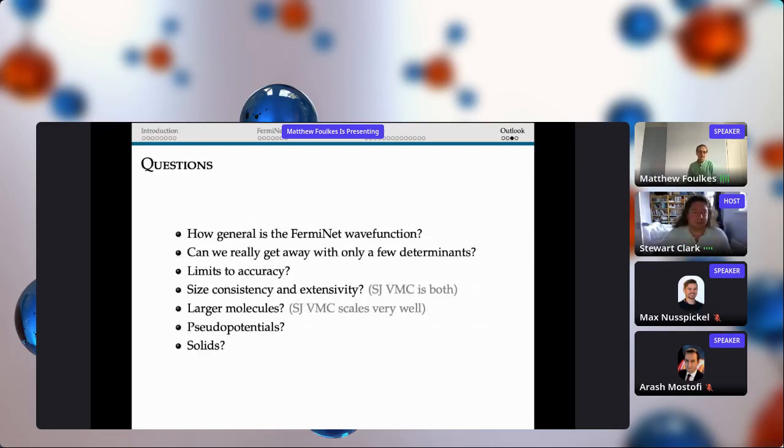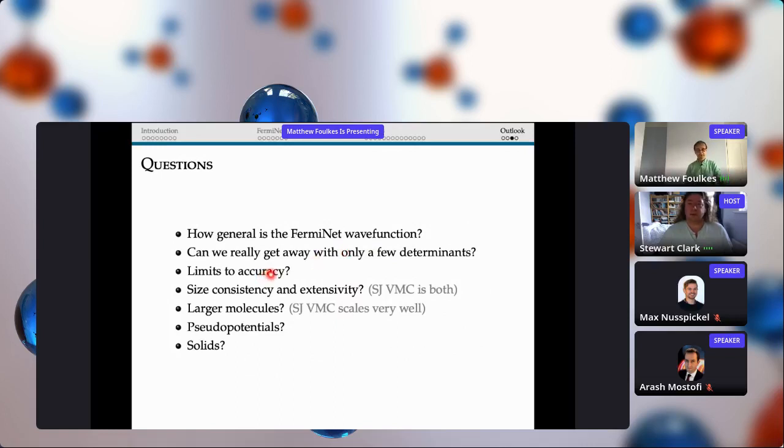The questions are, how general is our trial wave function? Should it in principle be able to get the right answer? We have a piece of maths that says yes. In practice, no, not at the moment. Certainly not with one determinant. Can we really get away with only 16? That's all we've ever tried so far, and we've always got away with it so far. But maybe the number you actually need rises exponentially with system size, in which case we're back in the CI problem. What's limiting our accuracy? We don't really know.